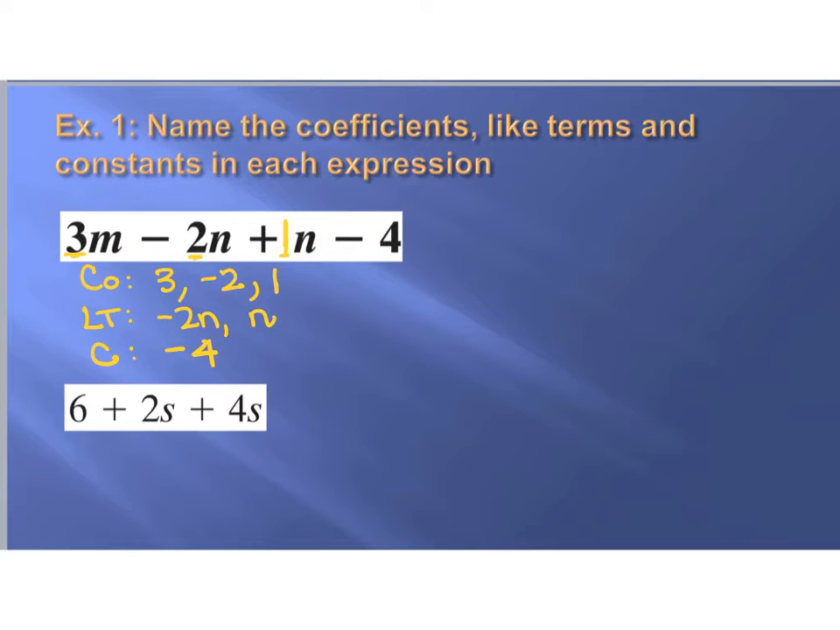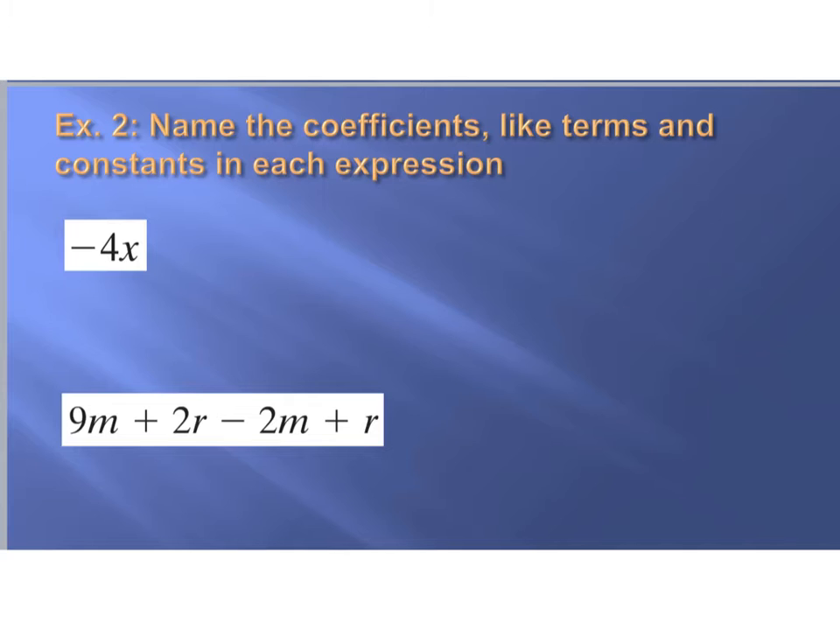Likewise, for the second part, our coefficients are going to be the number in front of the variable, or 2s, and 4 in front of the s. Our like terms are going to be 2s and 4s. And then our constant is going to be the number without a variable, which in this case is 6. So go ahead and try this one on your own.